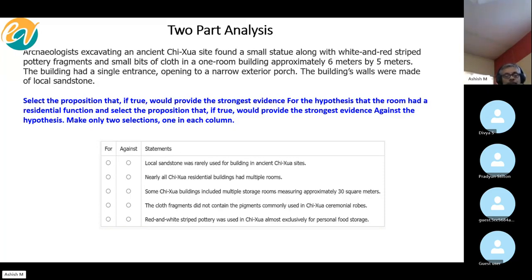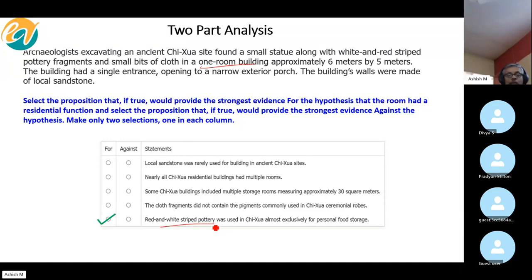So what do you guys think is the answer here? For which of these, if true, right? Basically, this is what it says, right? Which of the following, if true, all of these are supposed to be true, right? So basically, which of the following proves that the room that they've found is a residential room? Correct. So you could absolutely take E. Yes, very nice. So, all right. So E is the answer.